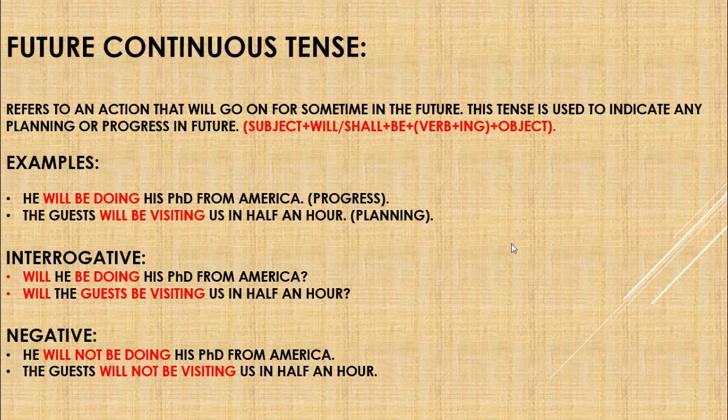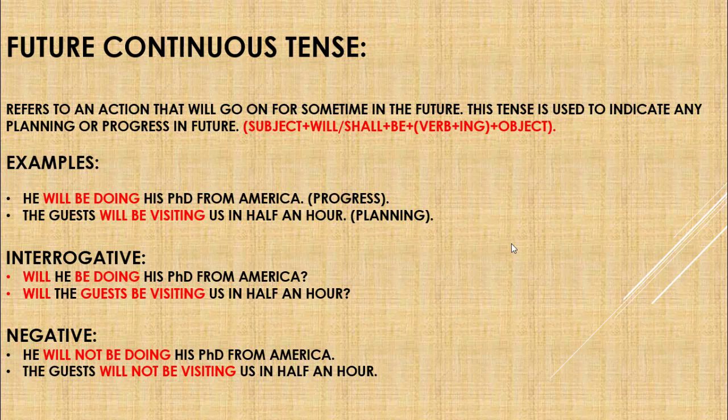Future continuous tense refers to an action that will go on for some time in the future. This tense is used to indicate any planning or progress in future. We use will be or shall be with ing form of verb. As you can see in the examples, he will be doing his PhD from America. The guests will be visiting us in half an hour.